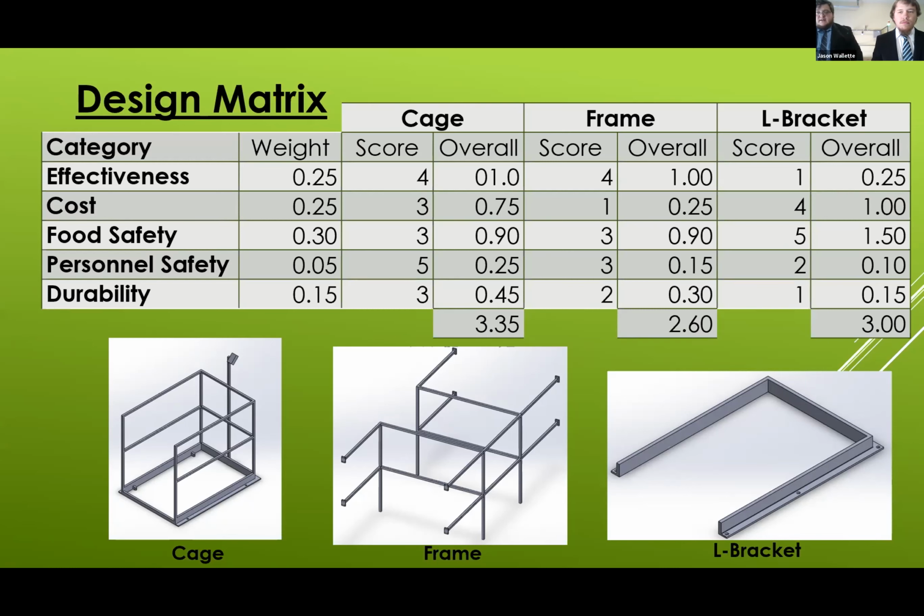Our design matrix can be seen above. Our categories were effectiveness, cost, food safety, personal safety, and durability. Our top ones were effectiveness and cost, because if it's not effective, then what's the point? And if it's too expensive, then it also is not a good idea. Food safety was also very important because it's in contact with fries at all times, most of the time. As you can see, the cage was the design that we finally landed with as being the best coming out of this design matrix.